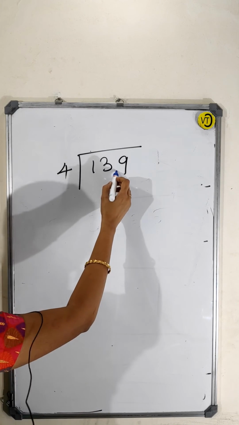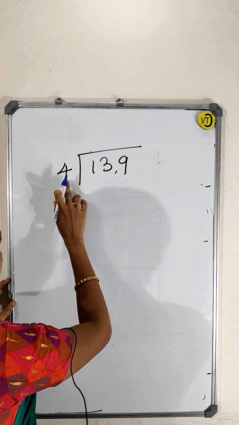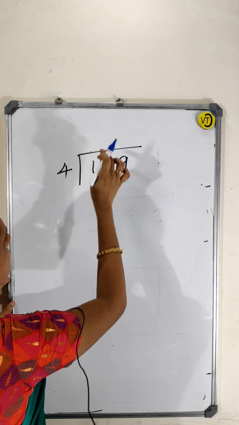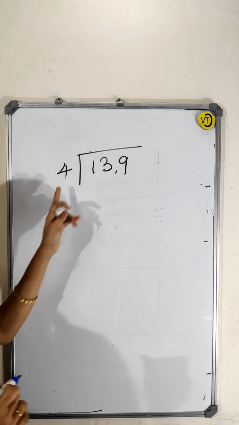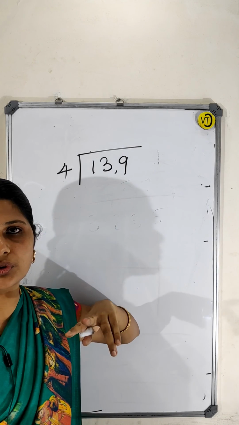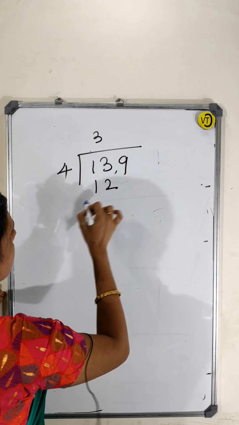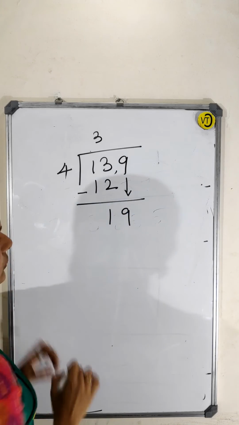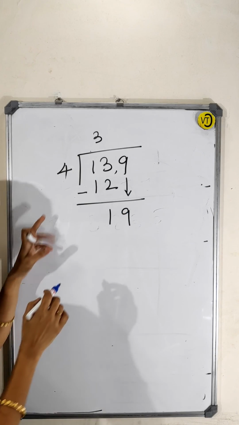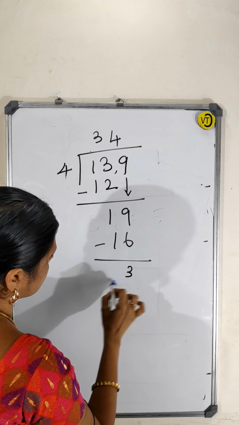Okay, so 13 I have to take because 1 is a very less number with that. So I have to take a 2-digit number, hundreds and tens, from here. So 4 table you have to tell. 4 ones are 4, 4 twos are 8, 4 threes are 12. So 3 I have to write it, this is 12. Subtract, it is 1, bring this 9 down. Then 4 table, 4 fours are 16. Subtraction, this is 3. The answer is 34.